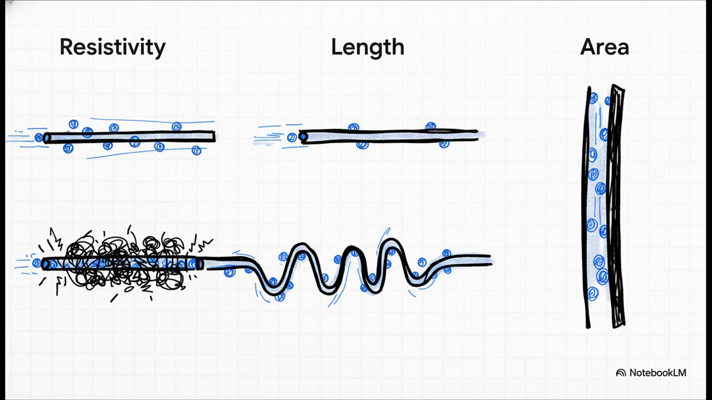First up is resistivity. That's just a fancy word for how much a material itself naturally fights against electricity. Then you've got length. This one's easy. Just like a super long pipe has more friction, a longer wire has more resistance. And finally, there's area. Think about it. A wider pipe lets more water gush through, right? Well, a wider wire, one with a bigger cross-sectional area, has less resistance.